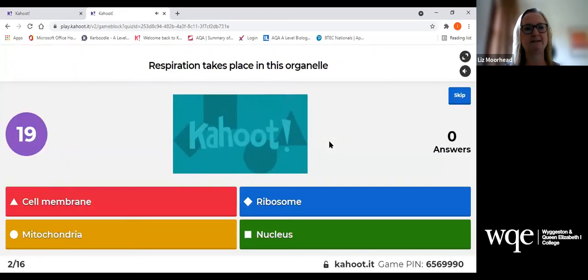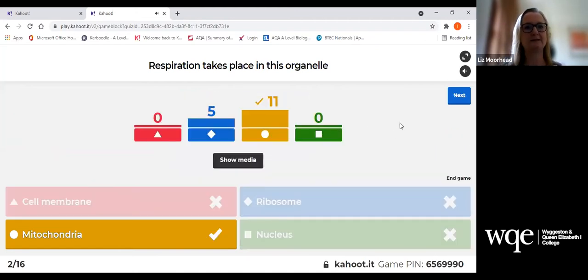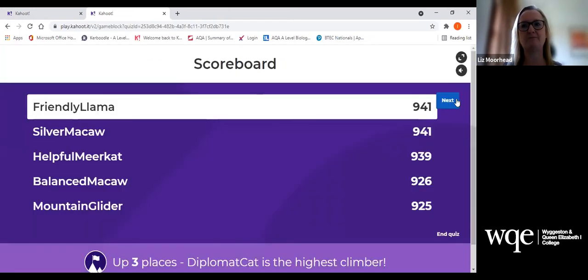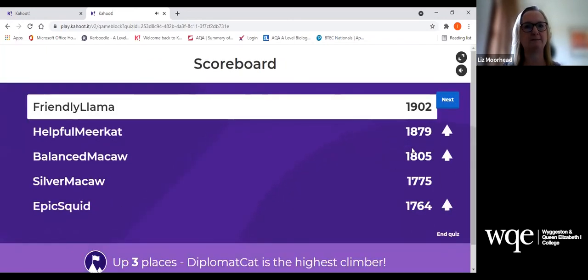Respiration takes place in this organelle. So is it the cell membrane, the mitochondria, the ribosome, or the nucleus? Just waiting for one more person to answer. Okay, well done everybody. Let's have a look at the answer. Oh, excellent. All of you that said it was the mitochondria. Right, some people have said the ribosomes. Remember, the ribosomes are where proteins are made. Well done, whoever the friendly llama is.